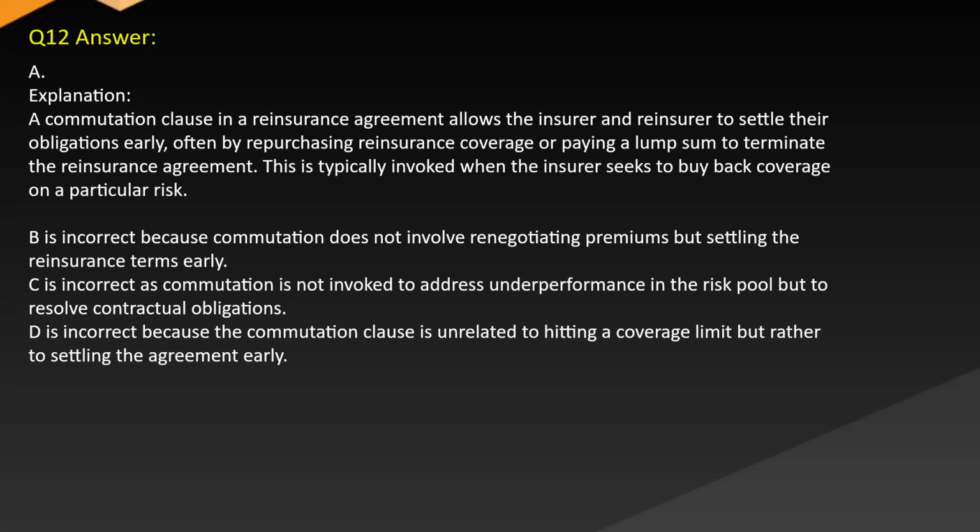B is incorrect because commutation does not involve renegotiating premiums but settling the reinsurance early. C is incorrect as commutation is not invoked to address underperformance in the risk pool but to resolve contractual obligations. D is incorrect because the commutation clause is unrelated to hitting a coverage limit but rather to settling the agreement early.